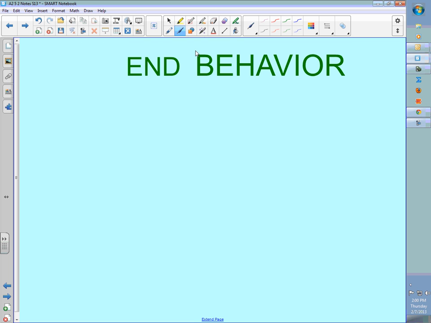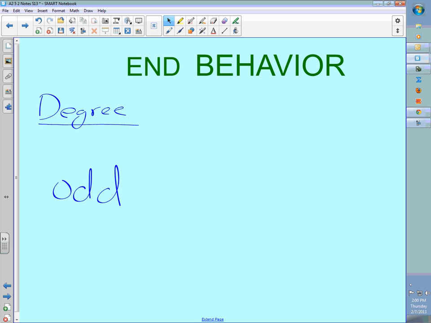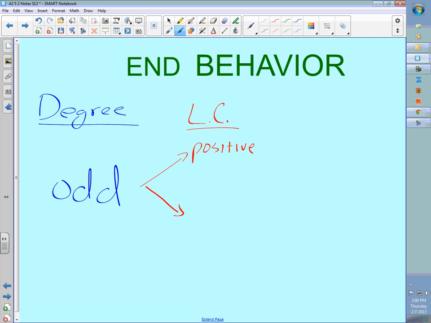So for end behavior, there's two things that I'm going to want you to identify. First, I want you to identify what the degree is. Okay? And there's two different types of degrees. There's an odd degree or an even degree. If you have an odd degree, the next thing I want to know is the leading coefficient positive or negative?